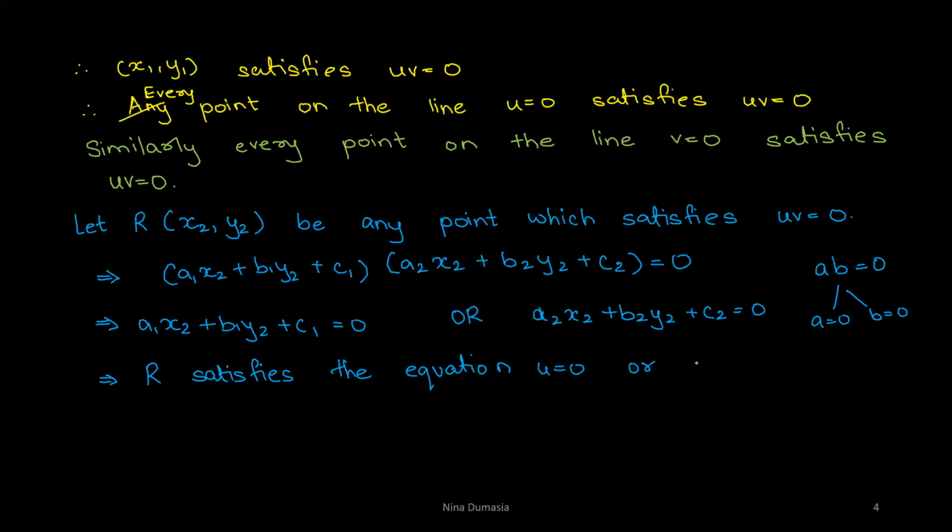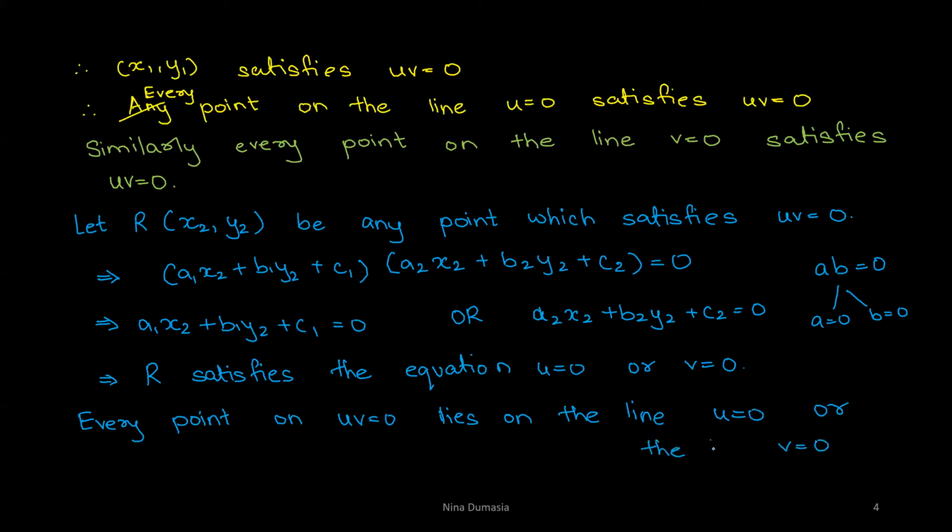So either it will be on u is equal to 0 or on v is equal to 0, and that means that if any point is on uv is equal to 0, it is either on u is equal to 0 or on v is equal to 0. Isn't that what we wanted to prove? So every point on uv is equal to 0 lies on the line u is equal to 0 or v is equal to 0. You can write the line v is equal to 0.